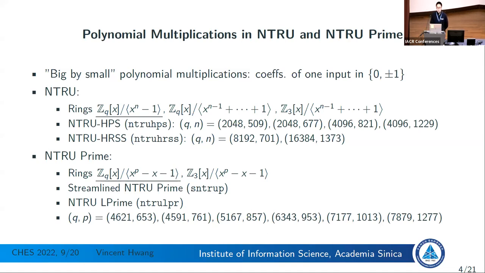In NTRU, we target the ring Z_q[x]/(x^N − 1), where q is a power of two and N is a prime. I only use N as a prime in this slide, but the follow-up slides all refer to the dimension of a convolution. For NTRU Prime, we target the ring Z_q[x]/(x^p − x − 1), where p and q are primes, such that the ring becomes a finite field.